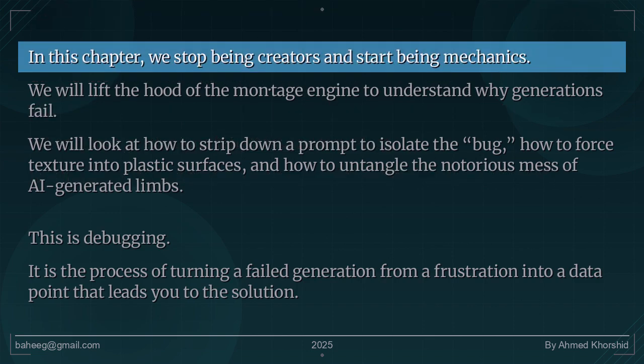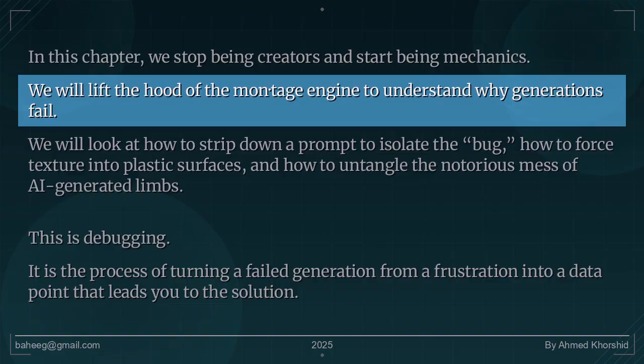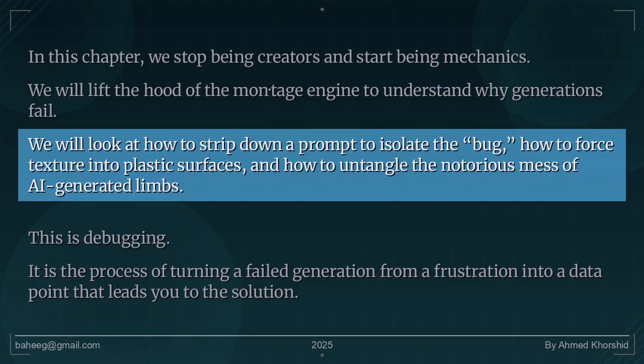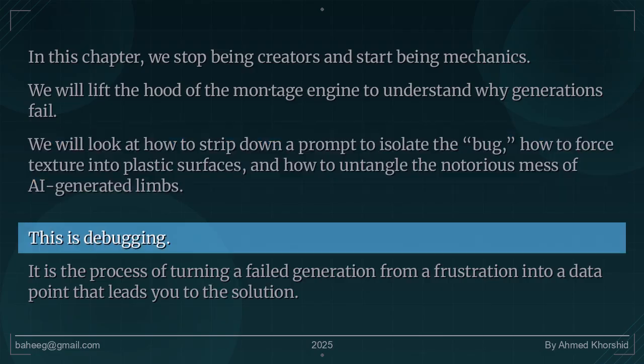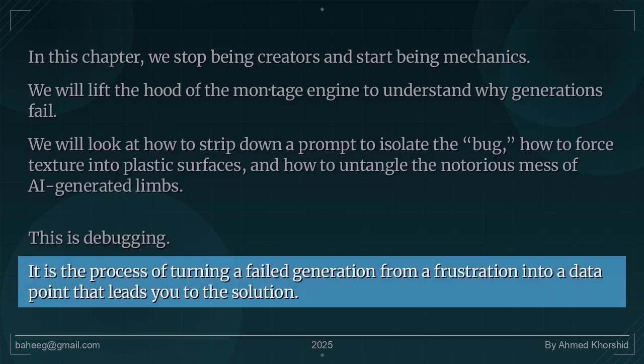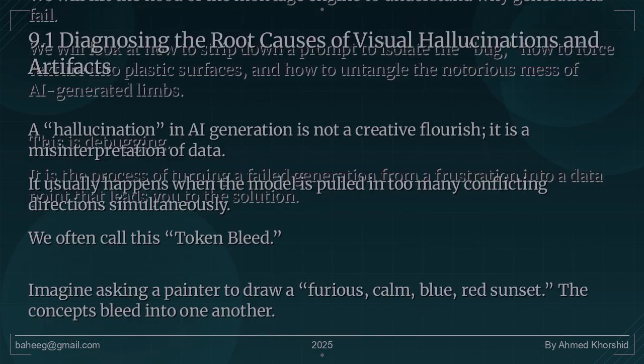In this chapter, we stop being creators and start being mechanics. We will lift the hood of the Montage engine to understand why generations fail. We will look at how to strip down a prompt to isolate the bug, how to force texture into plastic surfaces, and how to untangle the notorious mess of AI-generated limbs. This is debugging. It is the process of turning a failed generation from a frustration into a data point that leads you to the solution.